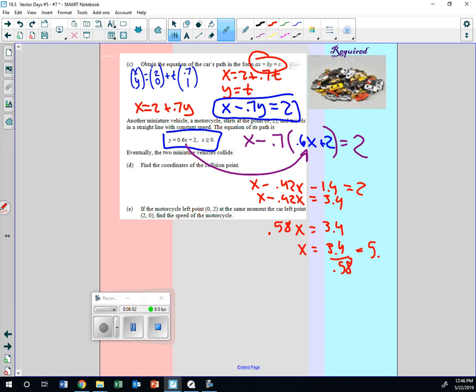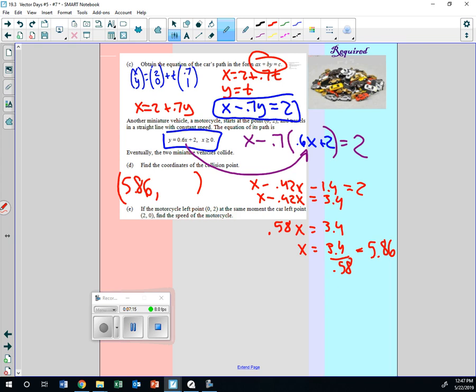Virginia, you said, was it 8.6? 5.86. There it is. That is x. So the coordinate is 5.86. Now we need to find y. How are you going to find y? Put it into that equation. You can put it into this one right here, probably, yeah, that's a good one.